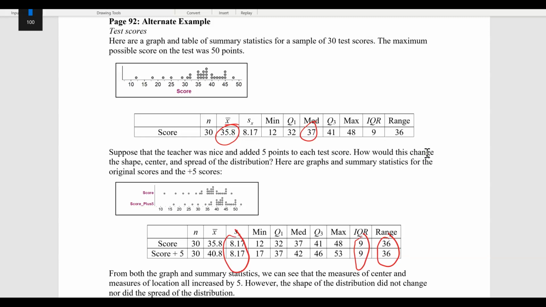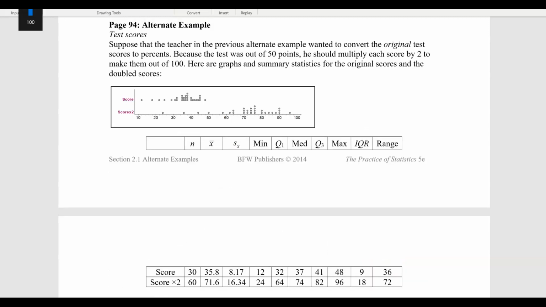If I add 5 to everybody's score, I haven't changed the spread at all, right? Like the max of 48 went up 5, but so did the minimum. It also went up 5. So none of my measures of spread change when I add or subtract a constant to a set of numbers, right? That's the first part of a linear transformation. If I add a constant to everything, then the measures of center will change, but the measures of spread will not change, okay? Now let's look at what the teacher does next.